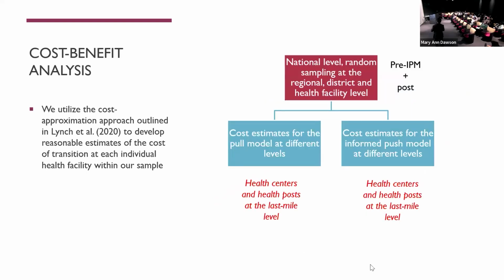Okay, so what they do is they estimate costs at the national level, and they also do random sampling at each level, regional, district, and health facilities, to get an estimate of the costs at the different levels of the supply chain. So we leverage that, and we develop estimates for the pull model at different levels of the supply chain. And similarly, we also do it for the informed push model, also at different levels. So now that we have the costs, we can calculate the cost-benefit ratios.